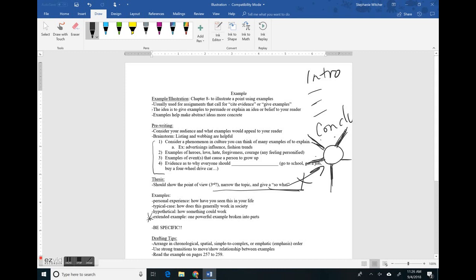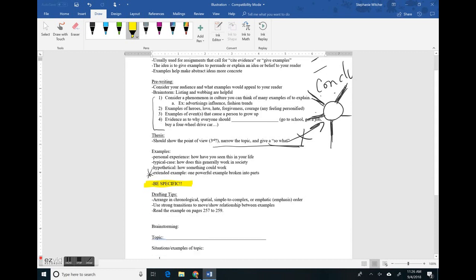Okay, so the key to this paper, and make sure you understand this, is that you're very specific, because you're trying to take a big concept and break it down into smaller pieces. You need to make sure that you're very, very specific in the body examples that you give. All right, don't make this very broad because then you've missed the point of the paper.